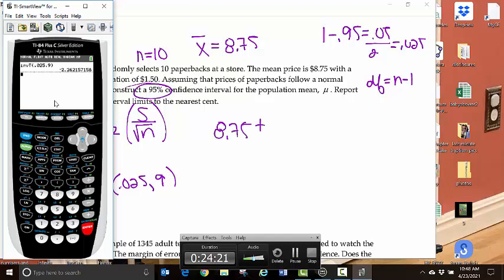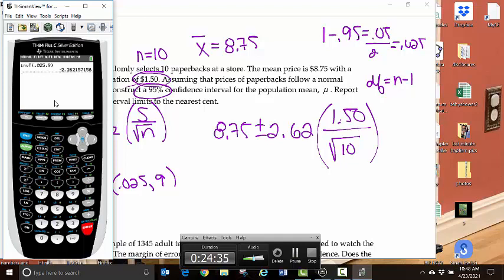So 8.75 plus or minus 2.26 standard deviations. The sample standard deviation was $1.50 divided by the square root of 10, and that would be your confidence interval. They could ask you, hey, what would the t value be for this? What would the standard deviation be?